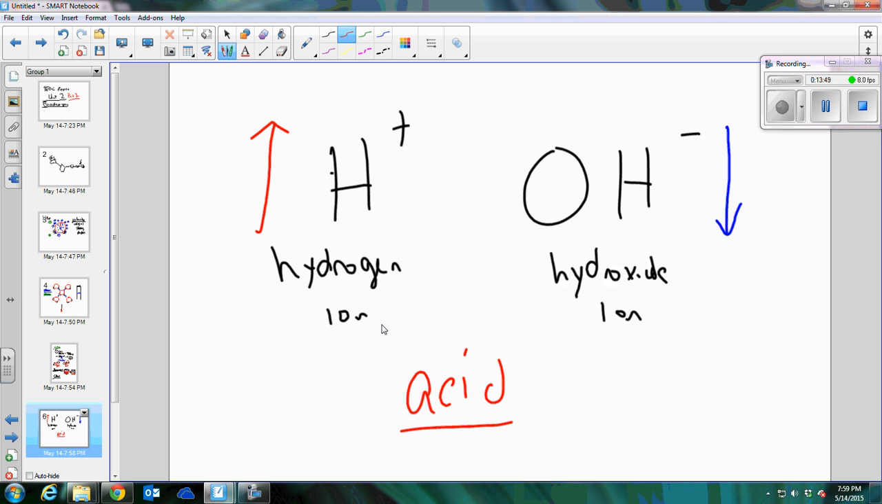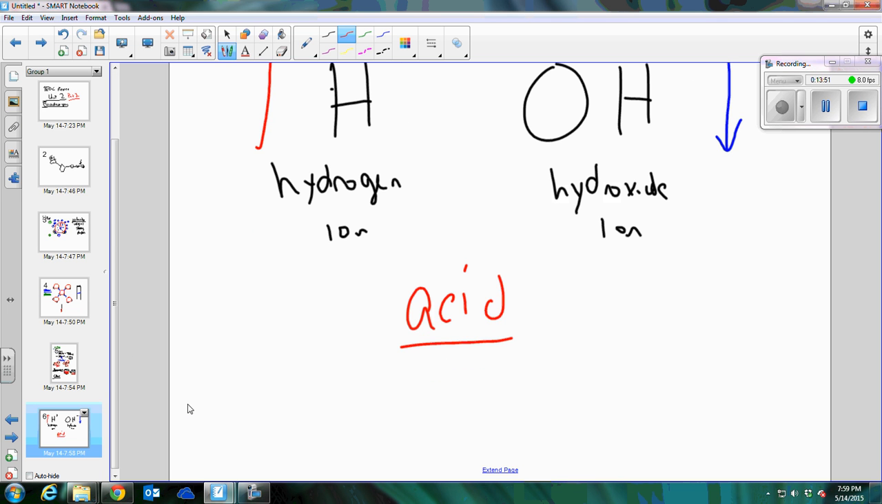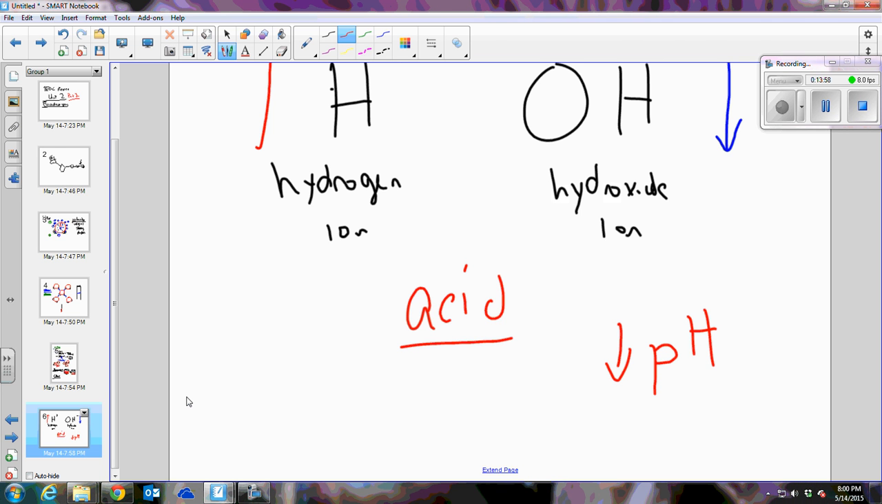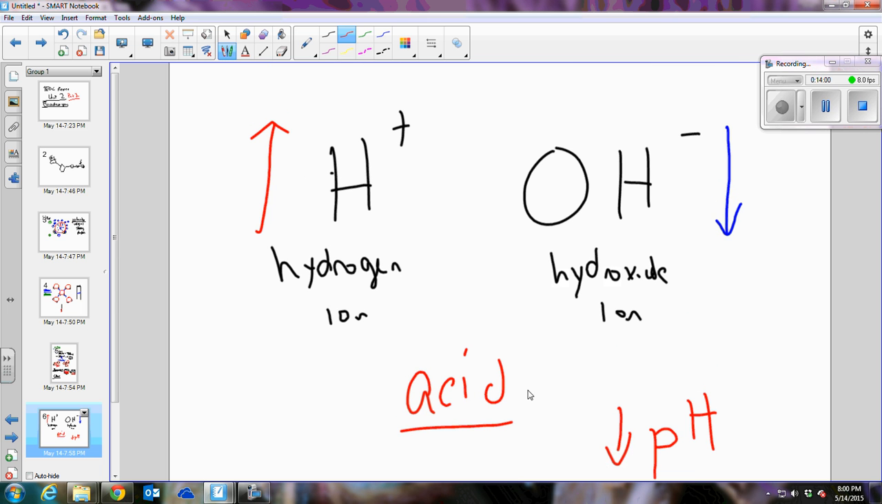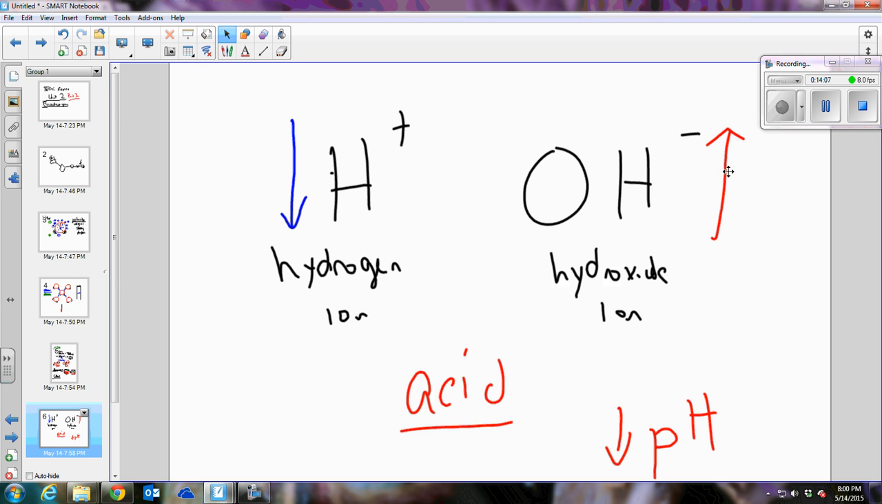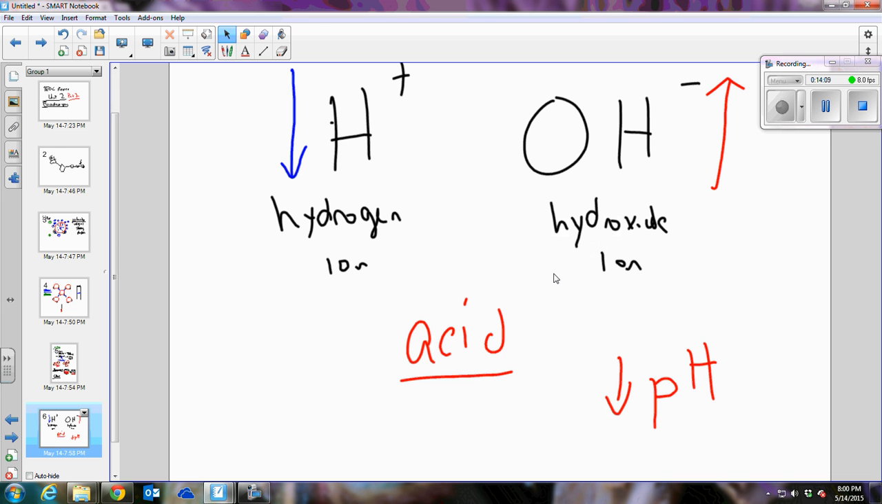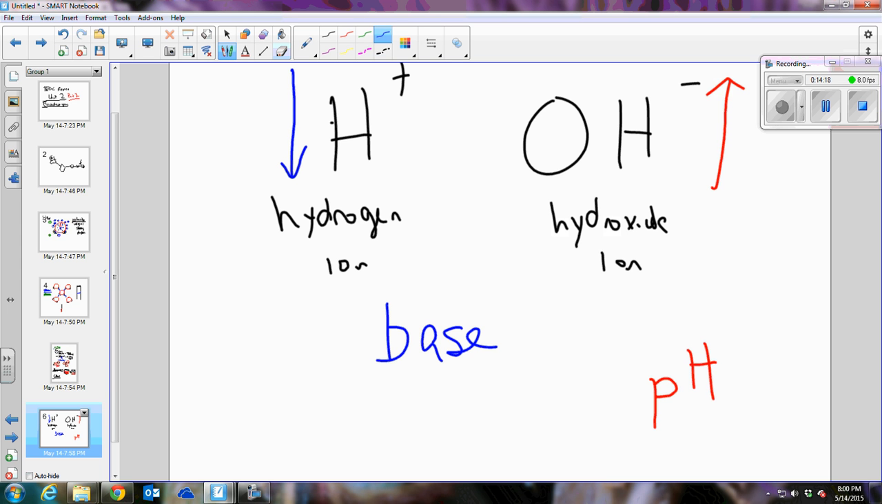The more acidic something is, the lower its pH will be. And the lower the pH, the more hydrogen ions that are in solution. Well, if we flip-flop this and we make hydrogen low and OH high, we no longer have an acid, but we have a base. And bases have really high pH.